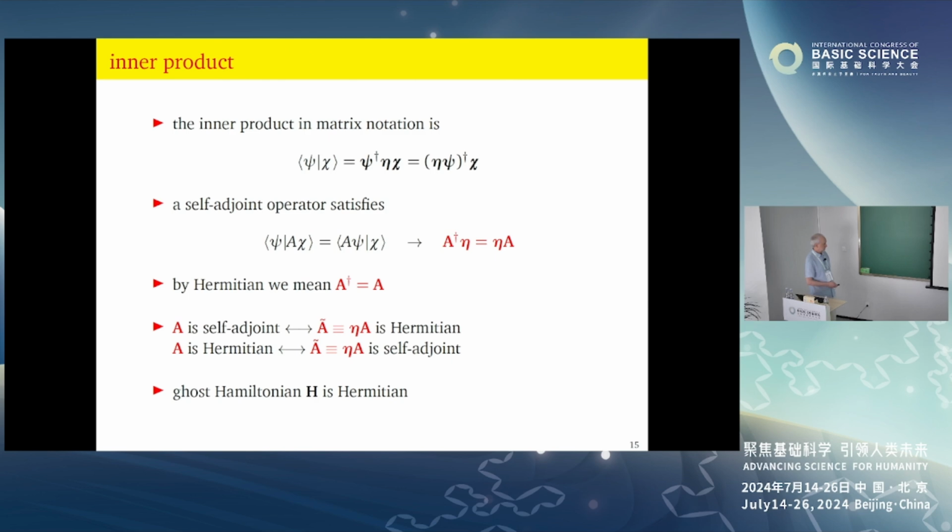Now, if A is a self-adjoint operator, or matrix in this case, then there's another matrix which I can define: A twiddle is just eta times A. That turns out to be Hermitian. And if A is Hermitian, then there's another matrix, again A twiddle, which turns out to be self-adjoint.